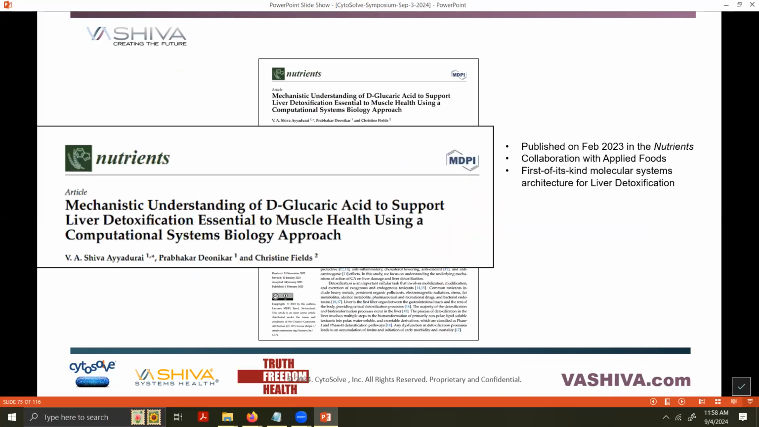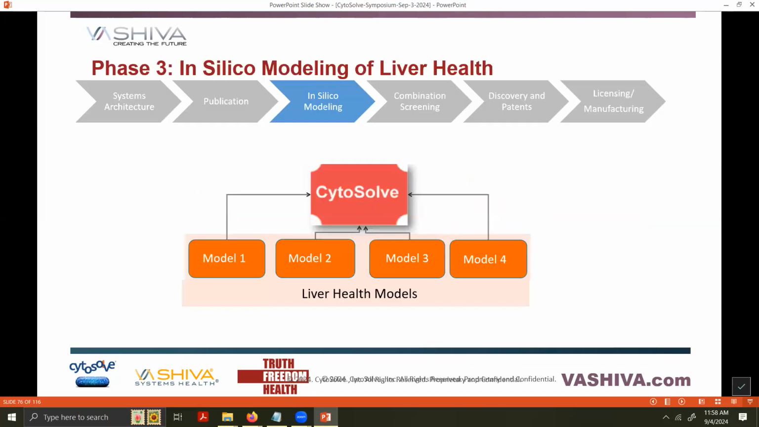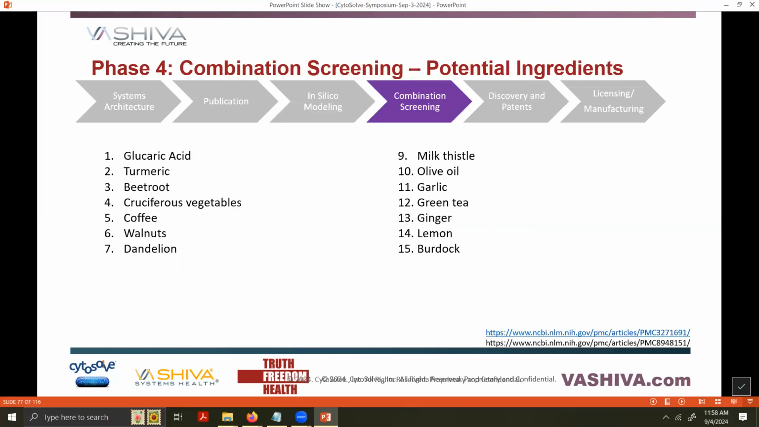And then what we wanted to do today was to show you that we took this thing called D-glucaric acid, which a company called Applied Foods actually creates. And they came to us and they said, we think this has very powerful effects on liver, and we actually did the work. Next. So we could do turmeric, which we've done. We could do walnuts. We could do coffee. We could do dandelion. You may have something that you think. Milk thistle is one that's very, very well known. It's also called silymarin. Burdock root is known in Chinese medicine for years, ginger in Indian medicine.